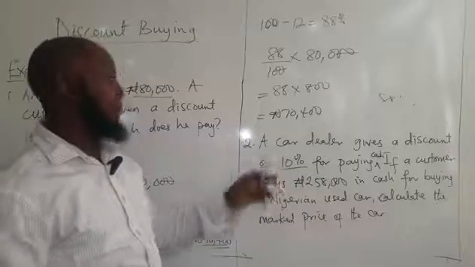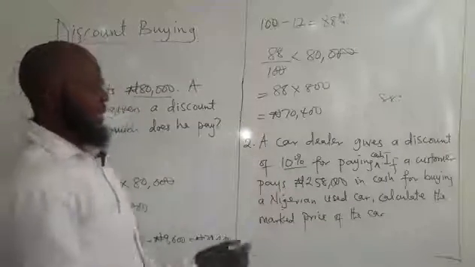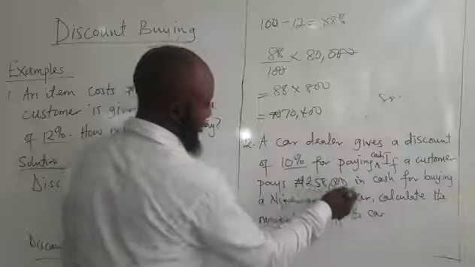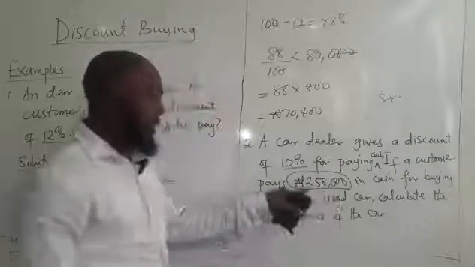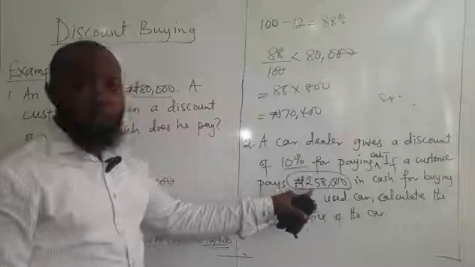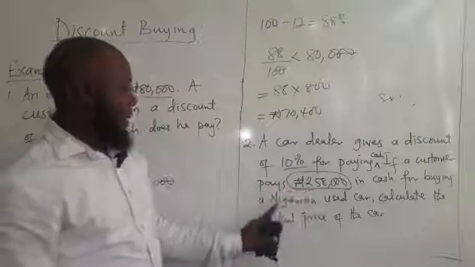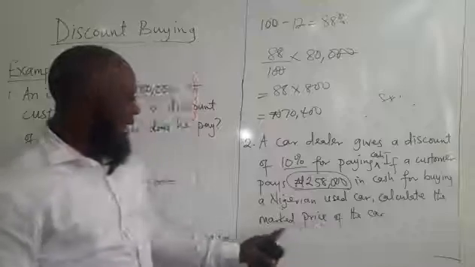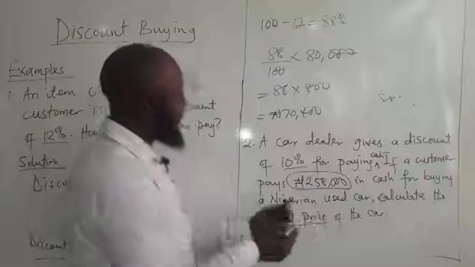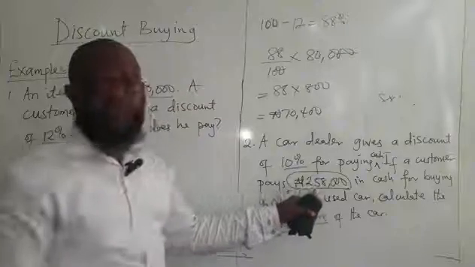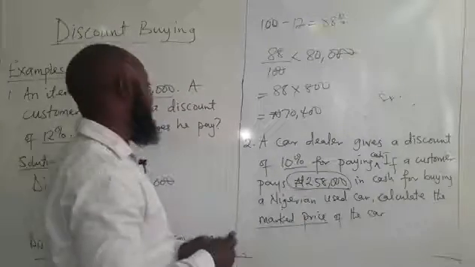That is a 10% discount. Now, if that is the case, at the end of the day, a customer pays this amount in cash. This is what the customer pays, which means the discount has been removed from this. Now calculate the marked price. What would be the original price? That's what this one is talking about. What would be the original price of the car if a customer pays this 258,000? That's what I want to calculate.